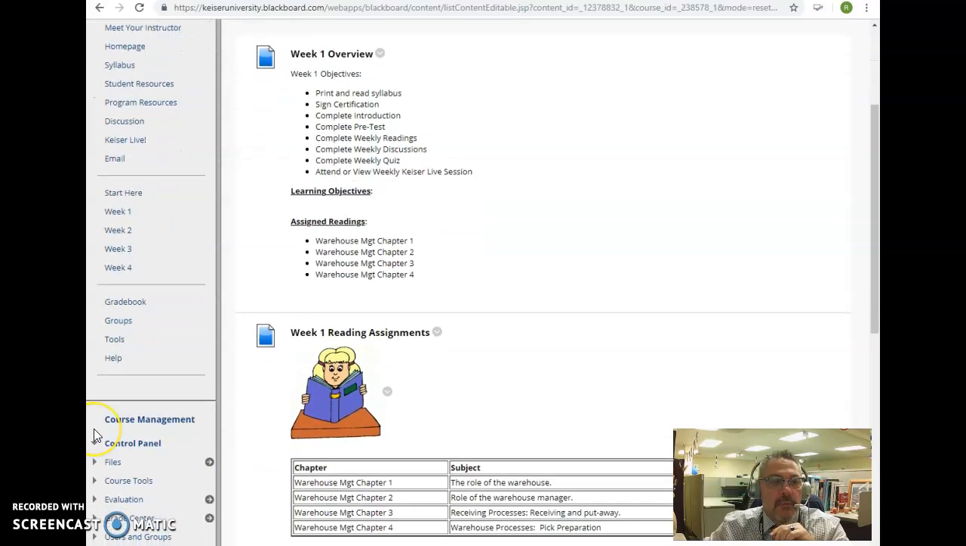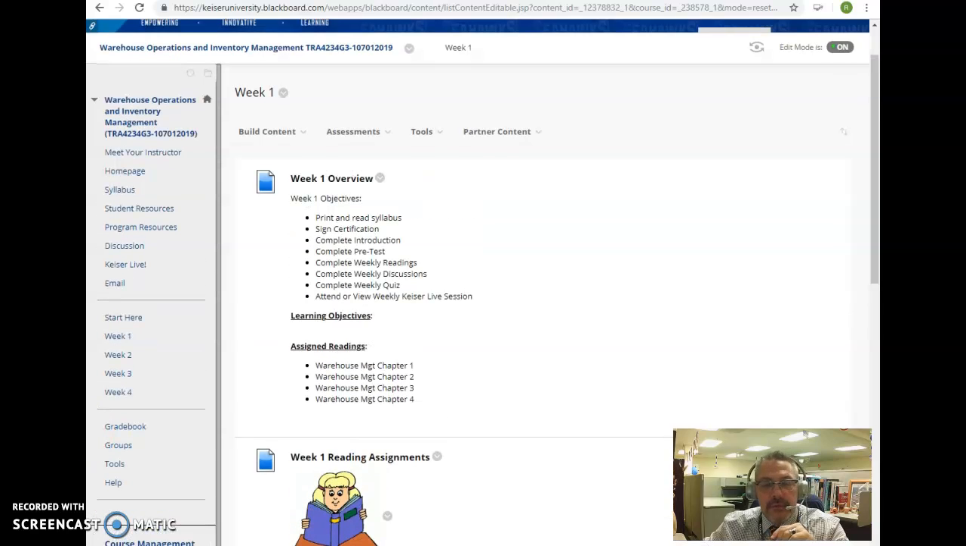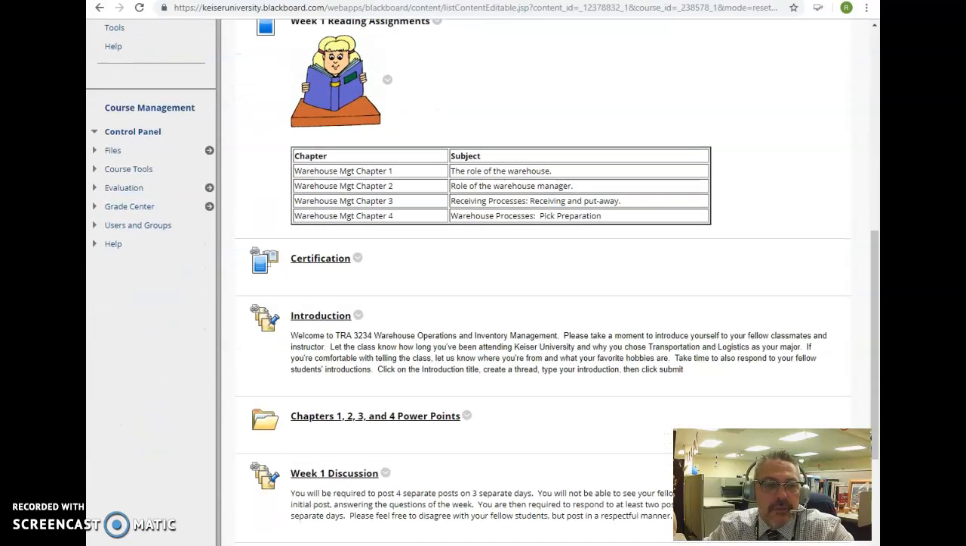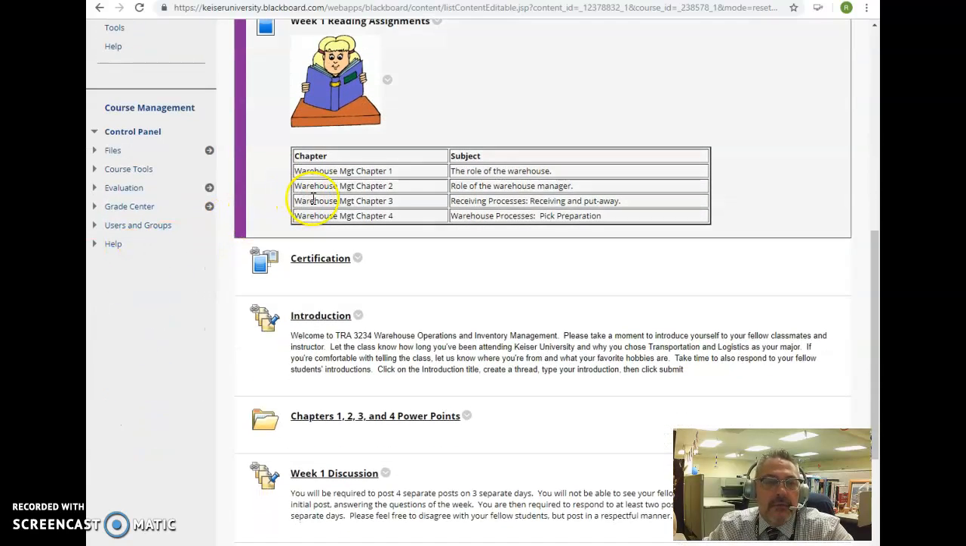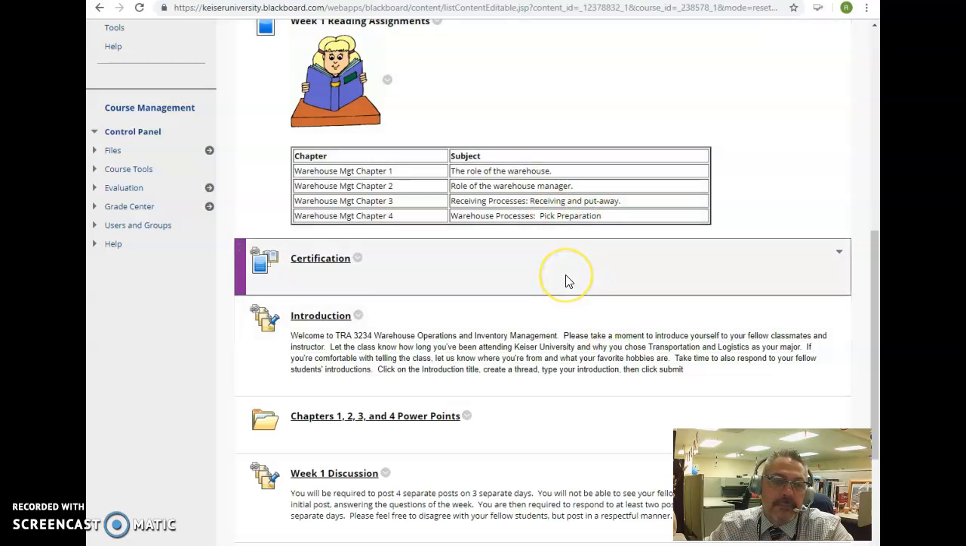This is going to be the week 1 review for 4234 warehouse and inventory management. This week's relatively easy. You have Chapter 1 in the warehouse management book, the role of the warehouse. Chapter 2, the role of the warehouse manager. Chapter 3 is receiving processes, receiving your goods and putting it away. And then Chapter 4, warehouse processes, pick preparation, preparing to pick the product for shipment.